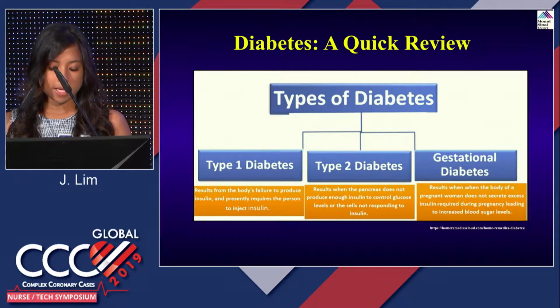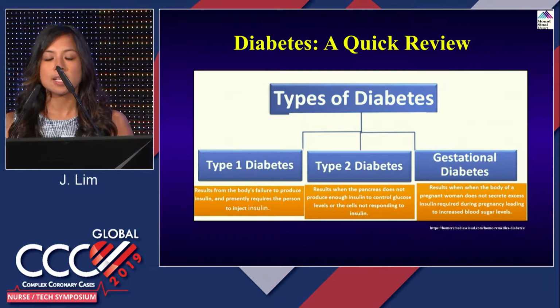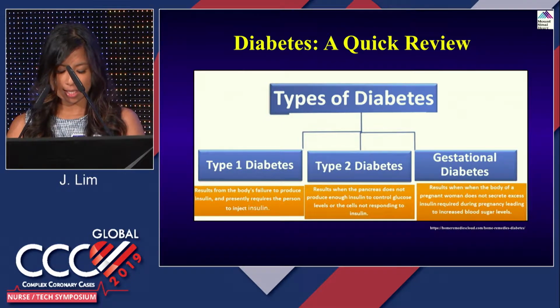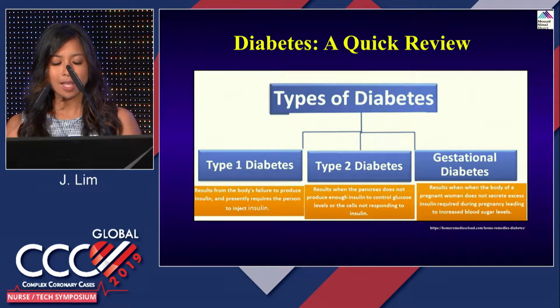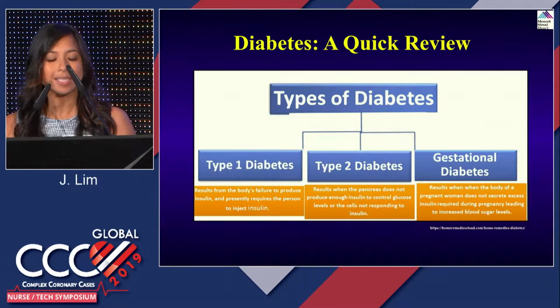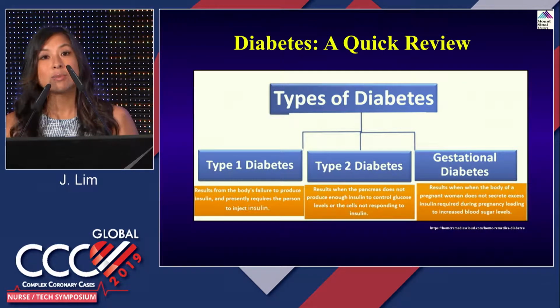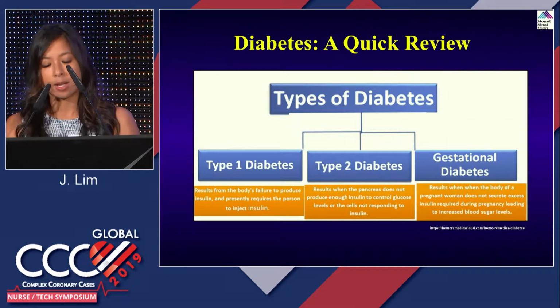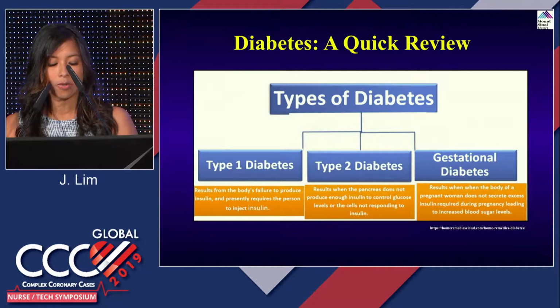Gestational diabetes is in patients that are pregnant and unable to secrete enough insulin as needed during pregnancy. And then there's type 2 diabetes, that's most widely known in our field. The body causes blood sugars to rise higher than normal, and the pancreas secretes insulin, but the cells don't respond properly. This is also known as insulin resistance. I'll be focusing on type 2 diabetes.